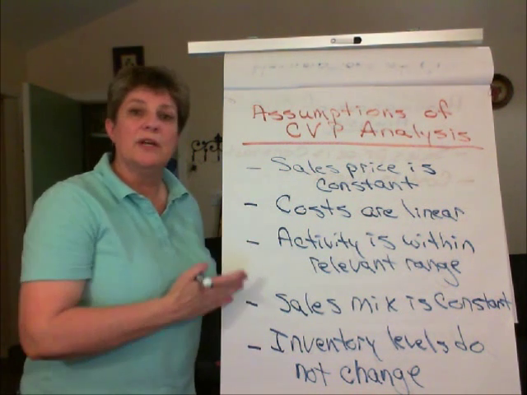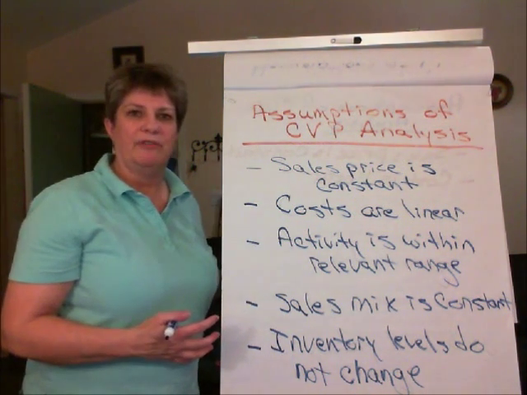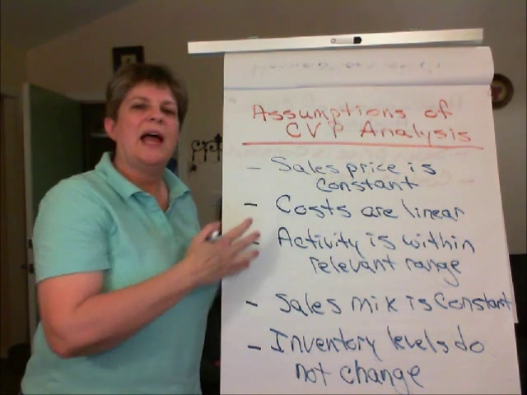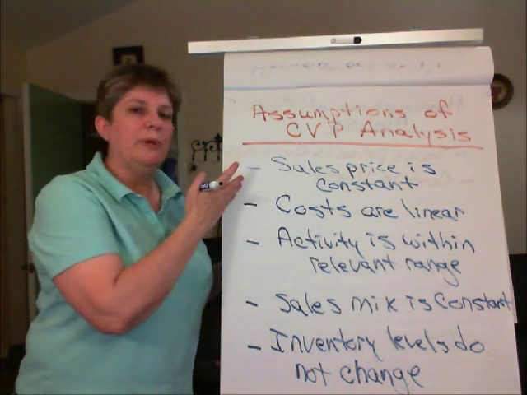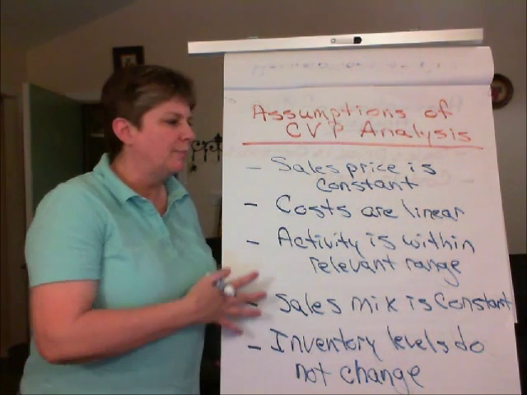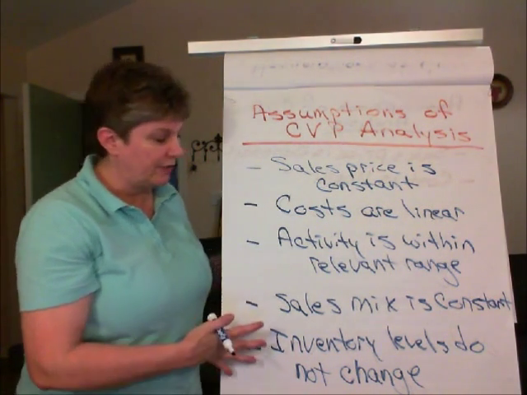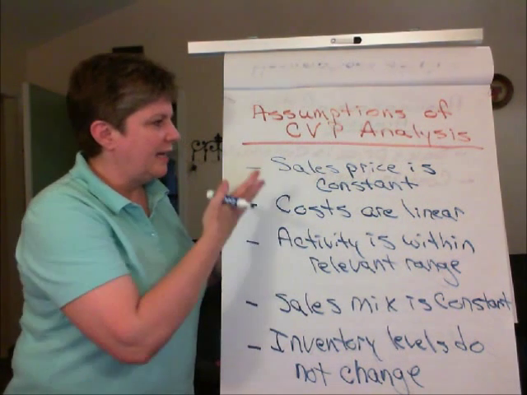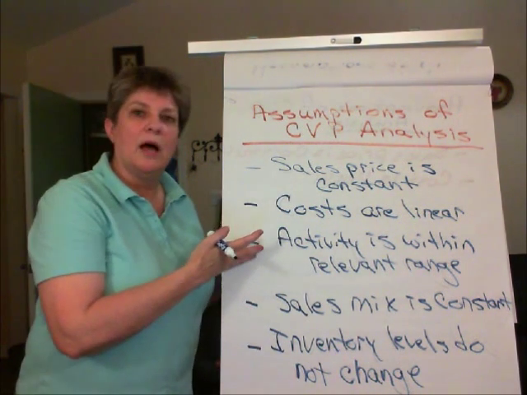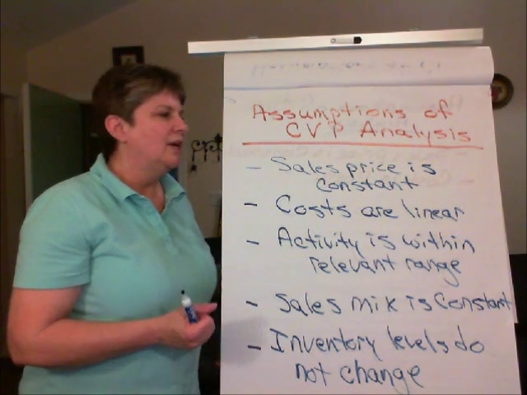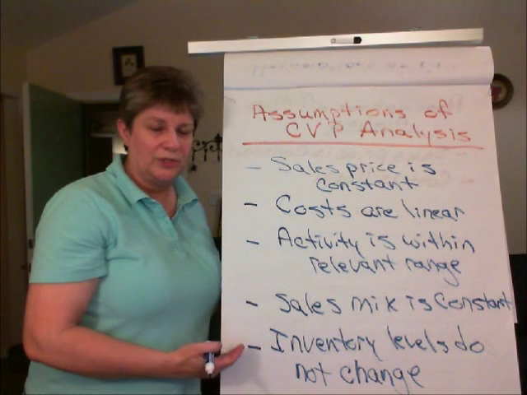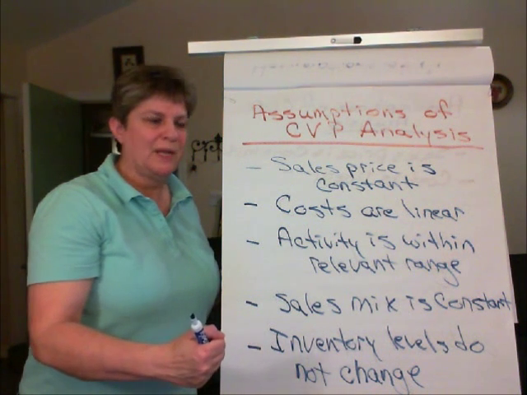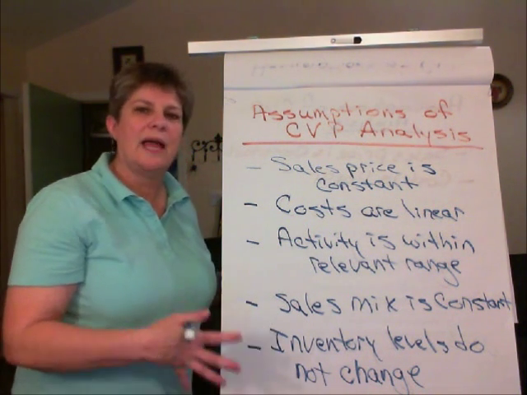Now, if something does change, for example, if in doing cost volume profit analysis we say, well, what if we increase the sales price? How is that going to impact profits? Well, if we make that change, then we also have to modify other relationships. For example, if the sales price changes, then the sales mix may also change. And if the sales price changes, then that may cause our activity level to change as well. So if there is a change in one of these assumptions, then we have to incorporate that change into our cost volume profit analysis. And we'll see more about that as we take a look at CVP.